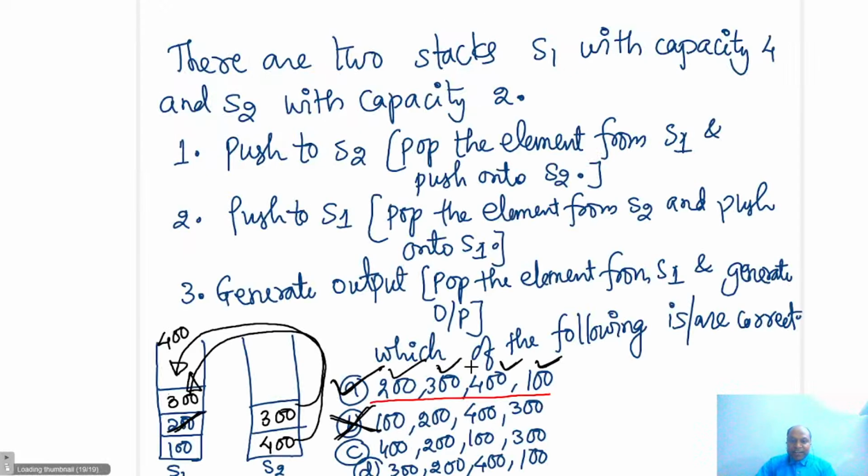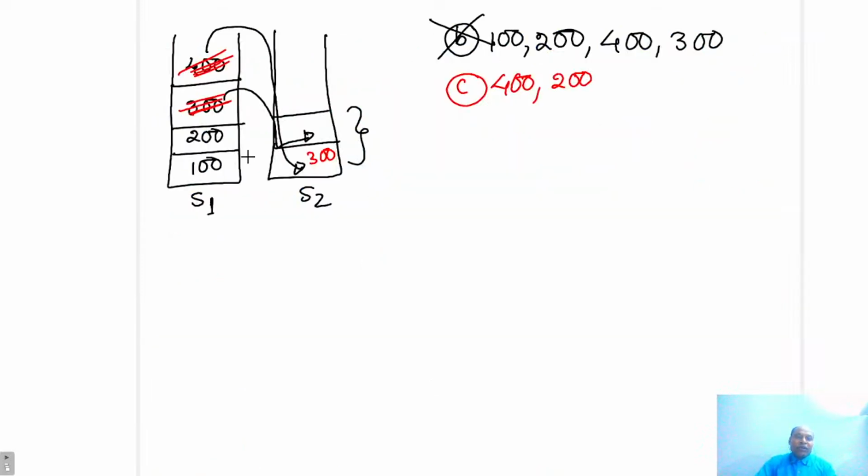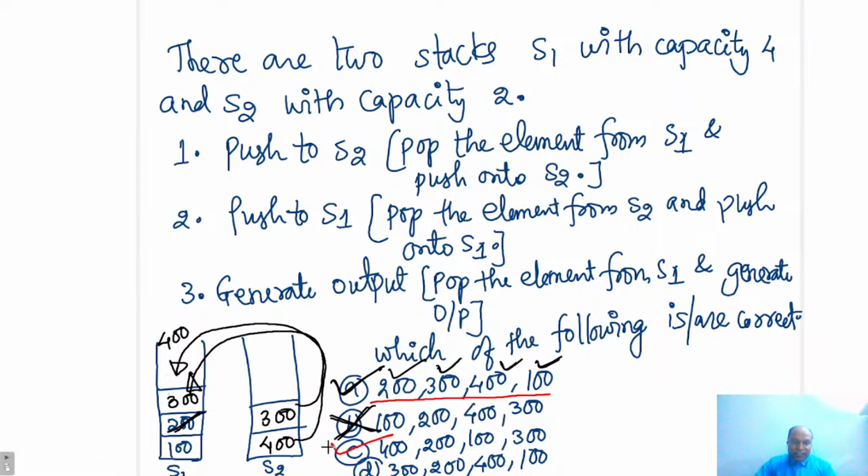Then what we can identify? 100, yes, it is already in S1, so we can identify 100. Then now what we will get? 300. So 300 will be pushed back onto S1 and we will give the output. So yes, this also has been identified, means this is also correct.